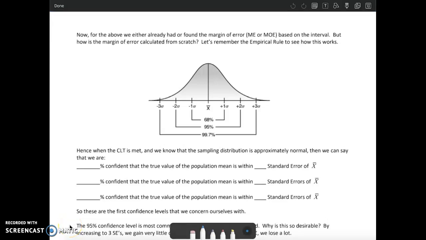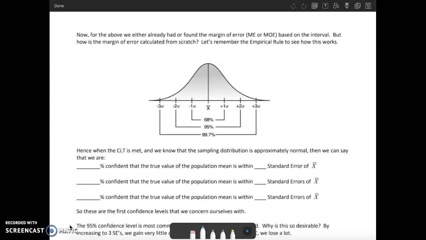Now, in the questions that we've already encountered, we either had the margin of error based on the interval, or it was just given to us. But how can we calculate this margin of error from scratch? Because that's what we need. We need it in margin of error form to go plus and minus from that point estimate to create these intervals. We're going to start with the empirical rule.